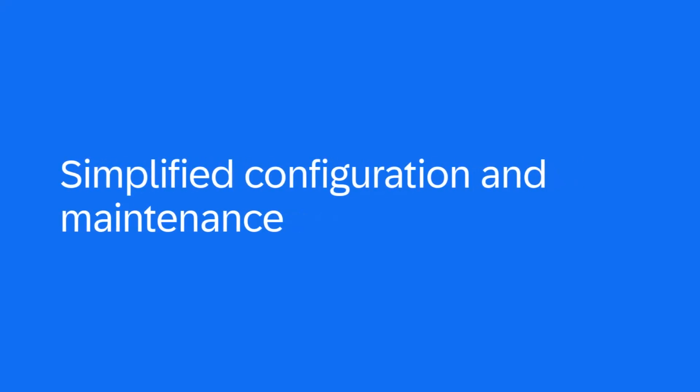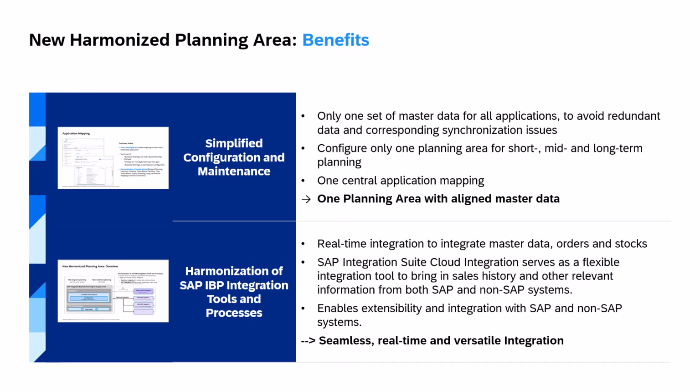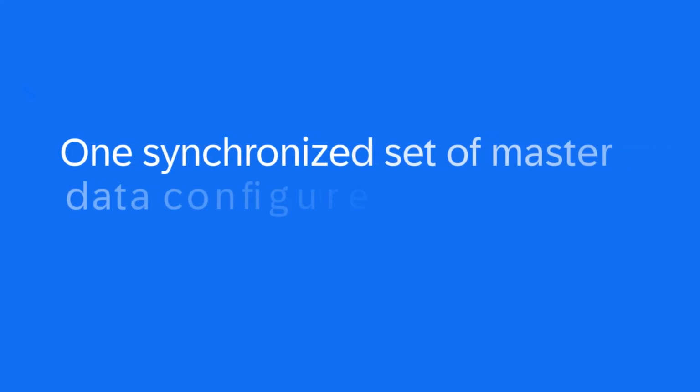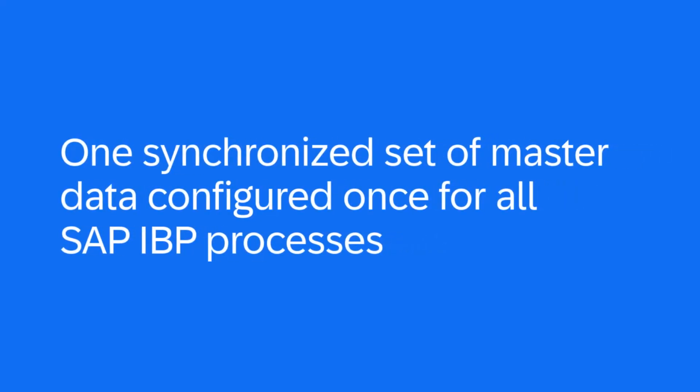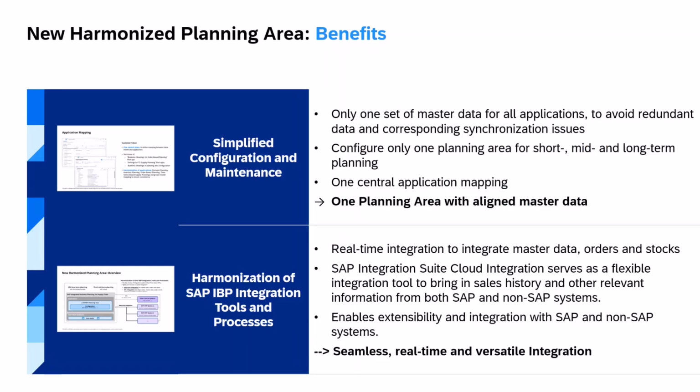Simplified configuration and maintenance. Now with one set of master data, there are fewer data inconsistencies and easier data maintenance between time series and order-based processes. One synchronized set of master data, configured once for all SAP IBP processes. For SAP IBP customers with many disparate planning areas, the possibility now exists to consolidate and remove system complexity. Of course, very large customers or those with multiple business entities may choose to run multiple planning areas.